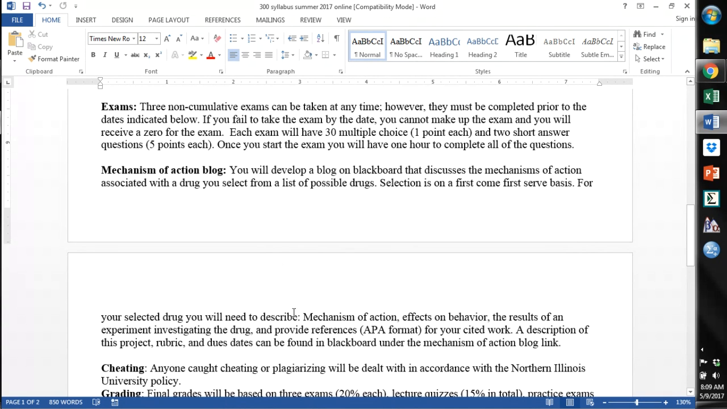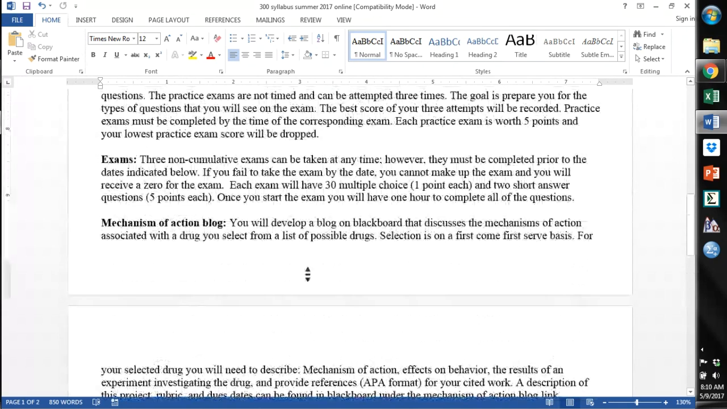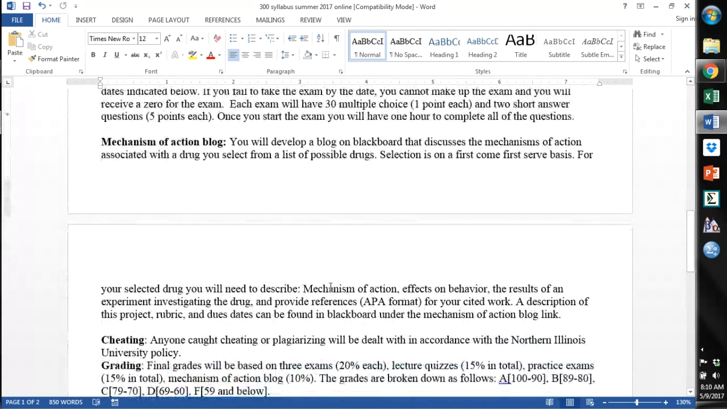For this project, you'll want to describe the mechanism of action. How does it interact with the synapse? You'll probably want to attempt this after our section talking about synaptic communication. So what you'll want to talk about is the mechanism of action for that drug. How does it work at the synapse? Describe any effects on behavior that this drug has, side effects as well. And you'll want to describe the results of an experiment or empirical paper investigating the drug.